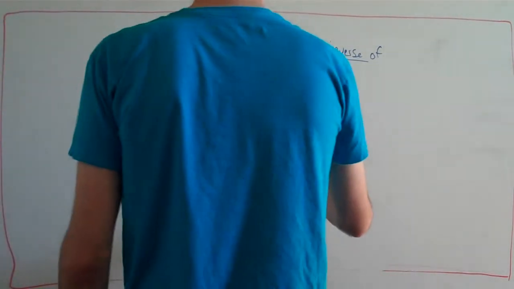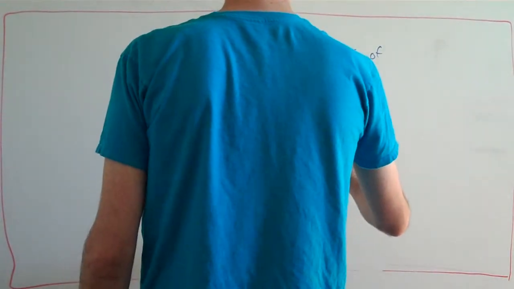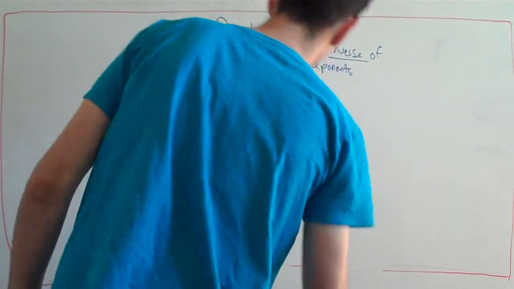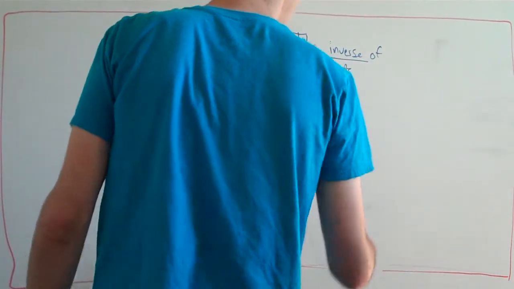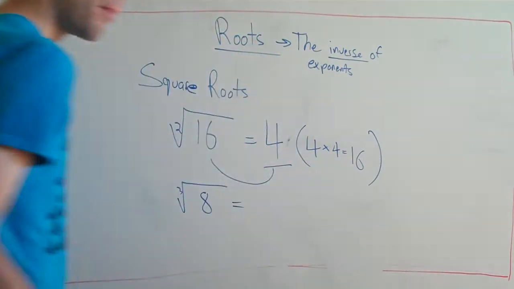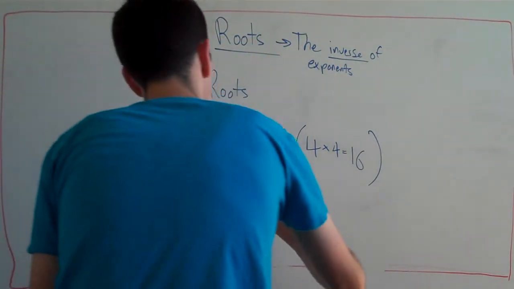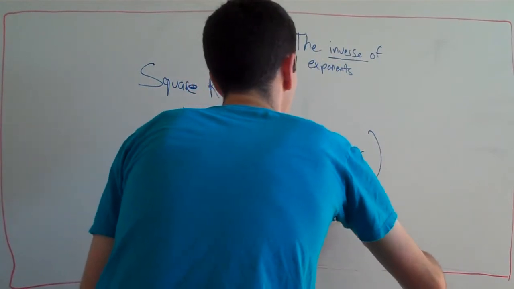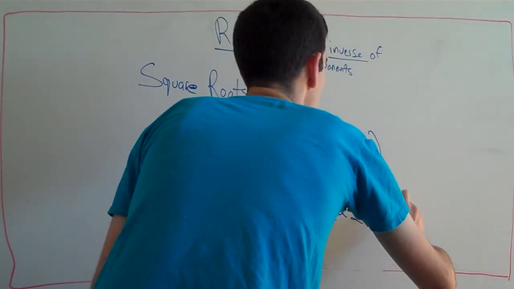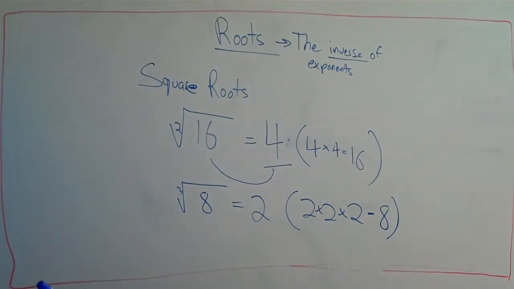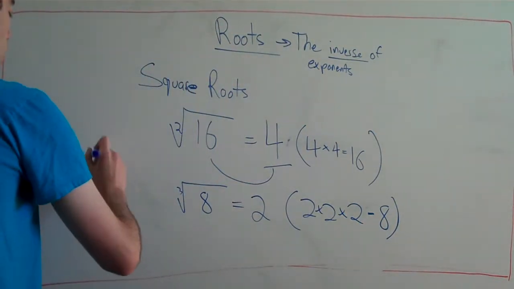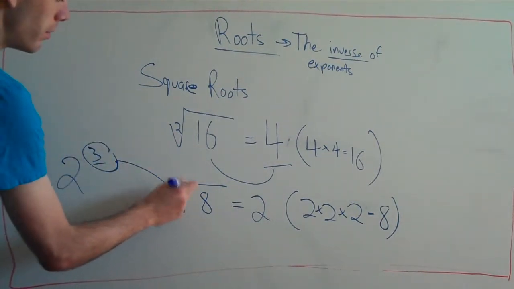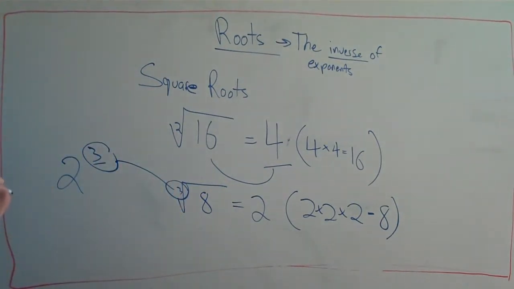The square root of 16 equals 4 because 4 times 4 equals 16. Actually, I shouldn't put an equal sign there. That's not quite right. We know this, right? A cube root of 8 is 2 because 2 times 2 times 2 equals 8. Also known as 2 cubed. Cube root. Kind of neat, hey?